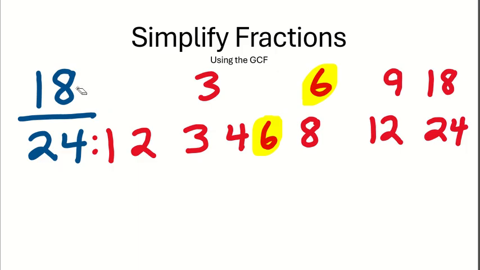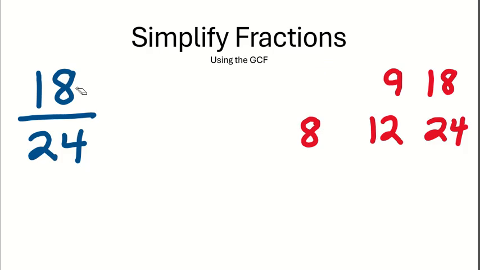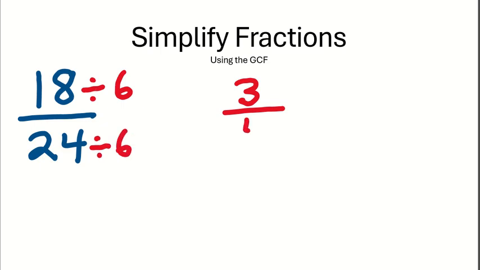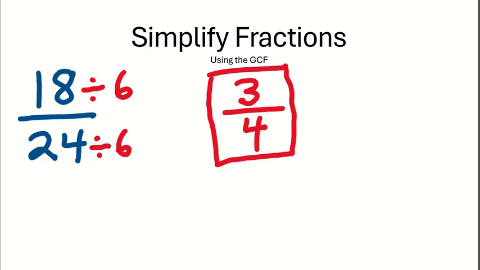So let's go ahead and clean this up and simplify. We'll divide the top and the bottom by our GCF, which is 6. 18 divided by 6 is going to be 3. And then, of course, 24 divided by 6 is 4. So 18/24 in simplest form is 3/4.